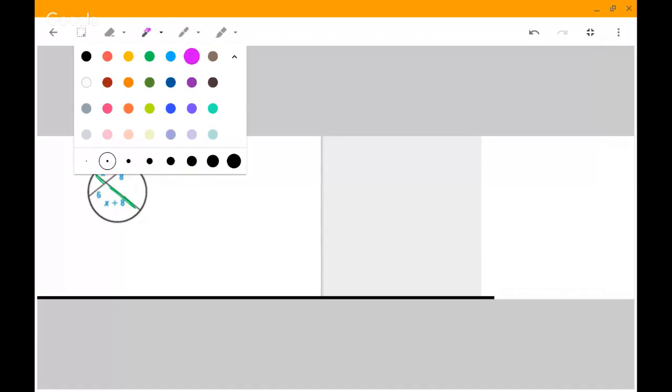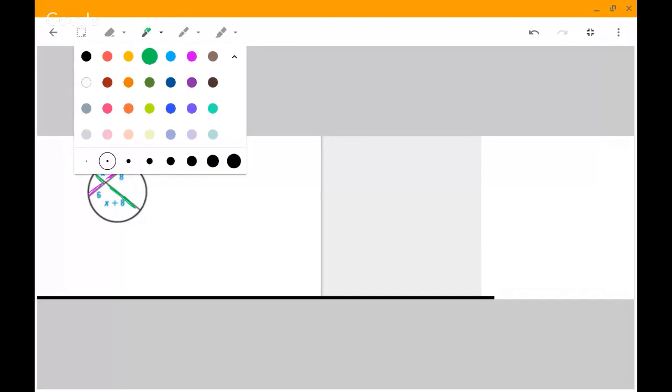Okay. This one is two chords that are inside the circle. Nothing's going out of the circle. And they are cutting each other into pieces. So there's 4 pieces there. If that's what your diagram looks like, then it's piece times piece equals piece times piece. Okay. So these two go together, and then these two go together. Does that make sense? Kind of.